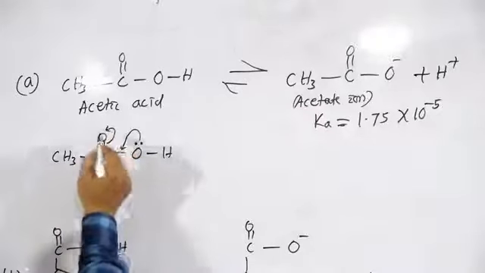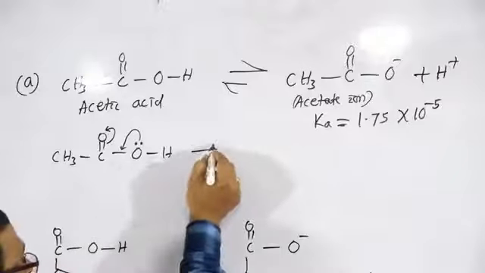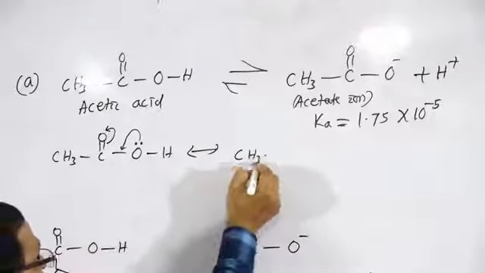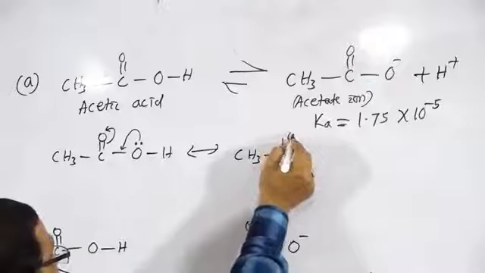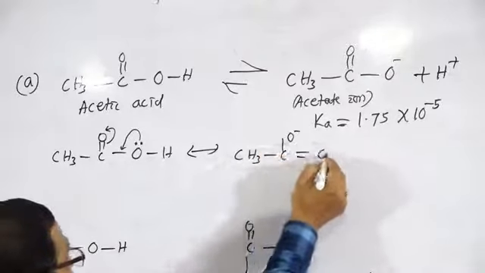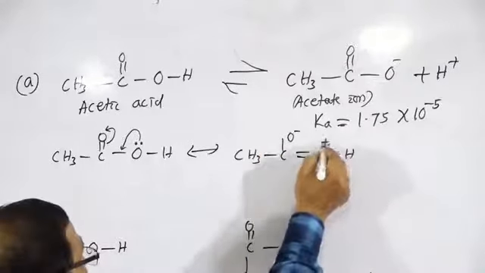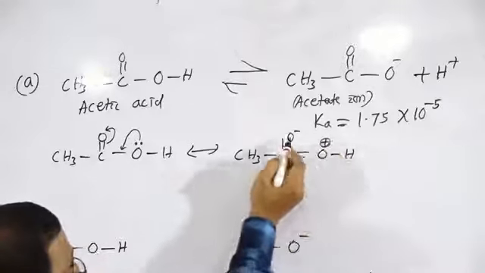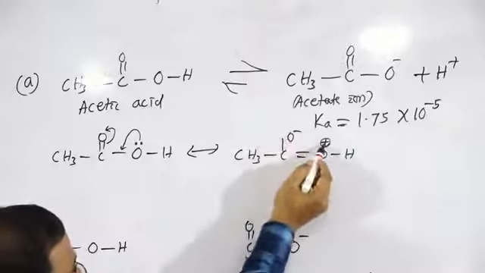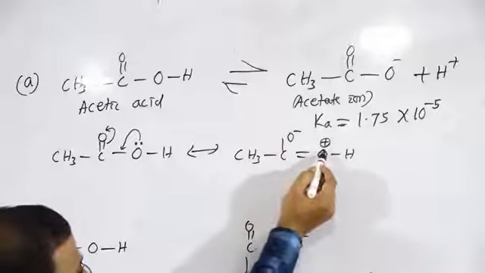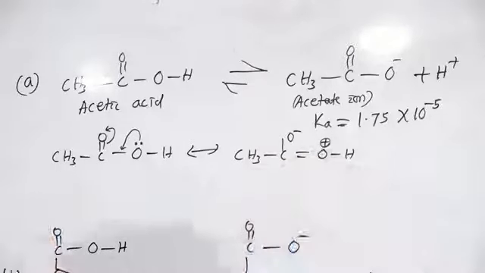Then this bond will be shifted to this side. So there is the formation of CH3, C, O minus, double bond OH plus. Mark that there is charge separation, plus and minus, and the more electronegative element, oxygen, contains the positive charge.